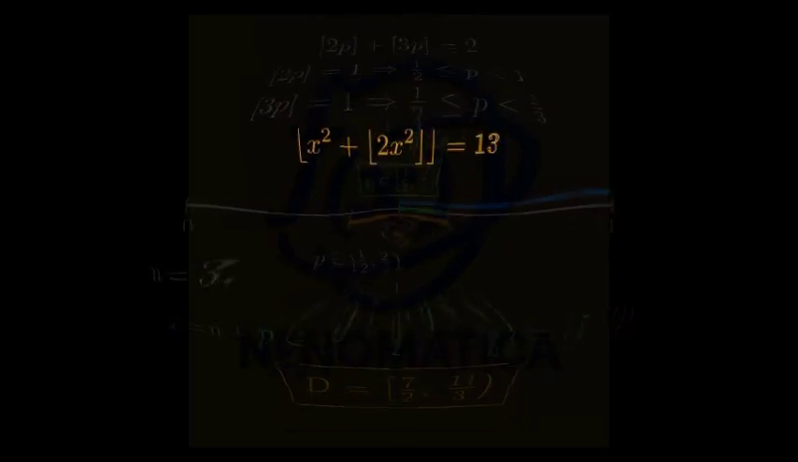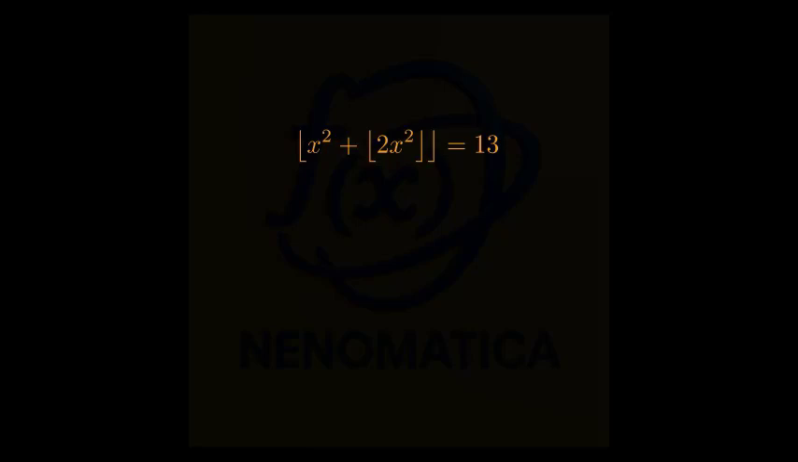In this lesson, we will solve a floor function equation step by step and build strong intuition with visuals. Here is our problem. The floor of x squared plus the floor of 2x squared, all inside a floor, equals 13. Our first goal is to simplify it using a key property of the floor function. Key property. If k is any integer, the floor of a plus k is the floor of a plus k. Here, the floor of 2x squared is always an integer.